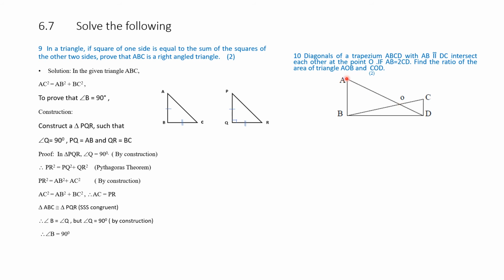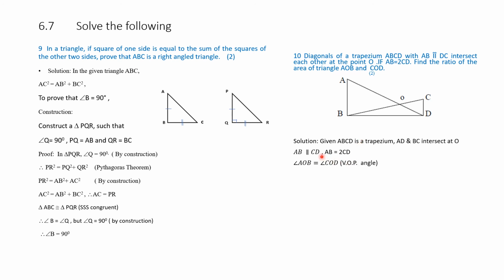Here it is given AB is equal to 2 times CD. Find the ratio of the area of triangle AOB and triangle COD. Solution. Given ABCD is a trapezium, AD and BC intersect at point O, and it is also given AB is parallel to CD, and AB is equal to 2 times CD. If you write this much, you will get 1 mark, because it is a 2-mark question.